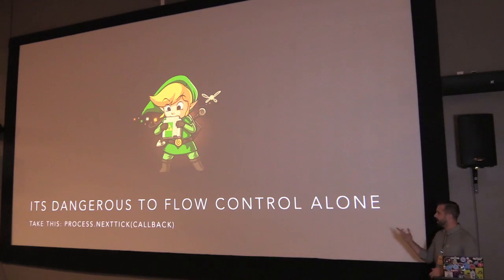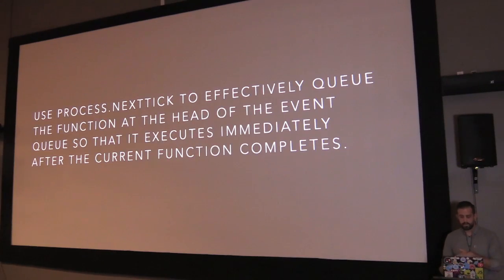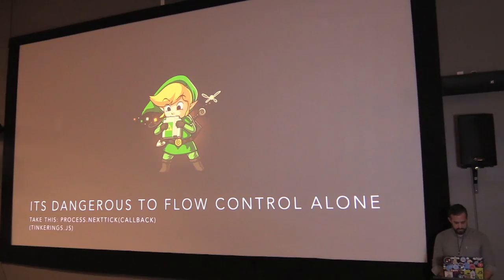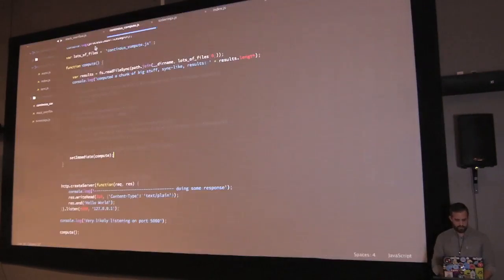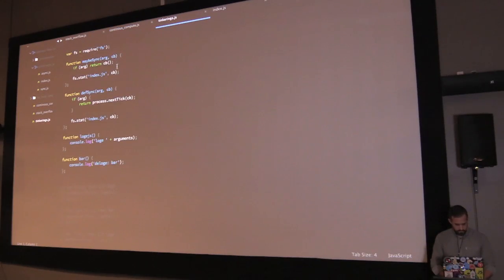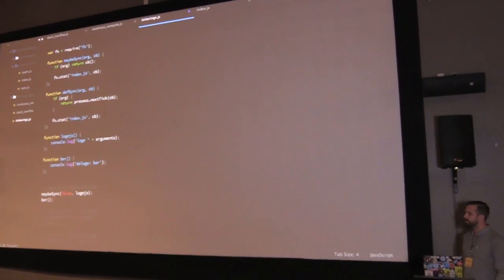And we'll get into the actual differences here between process.nextTick using callbacks versus setImmediate. So we're going to use process.nextTick to effectively queue the function at the head of the event queue so that it executes immediately after the current function completes. So in the tinkerings file here, there's a couple different examples that I've got. And right now we've got these two different functions here. One is going to be maybe synchronous sometimes, and one is going to definitely be synchronous all the time because we're going to use process next tick. And then a couple functions that we call in different orders. So right now, if I call maybe sync and I pass in false and give it that callback, and then I call bar, does anyone know what the terminal output here is going to be?